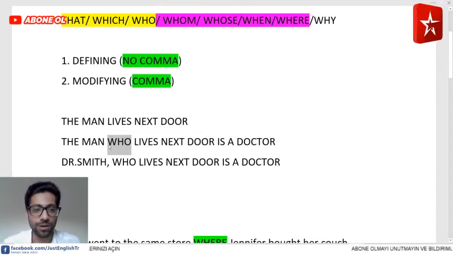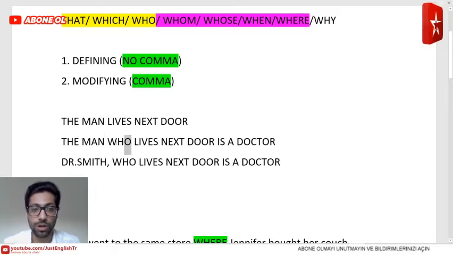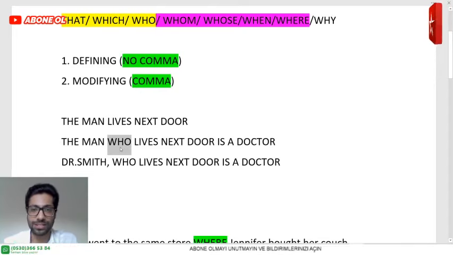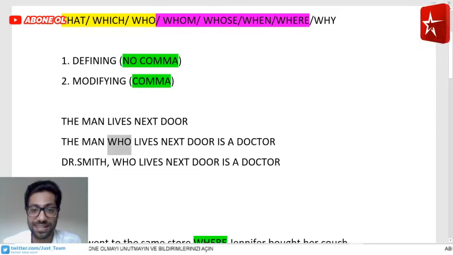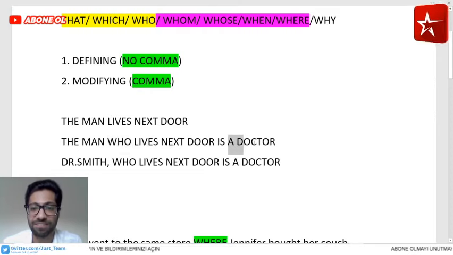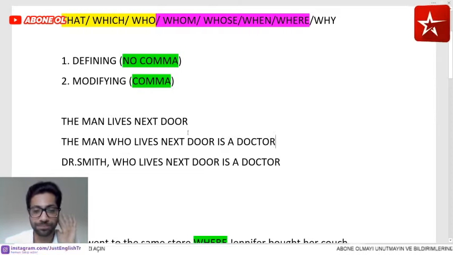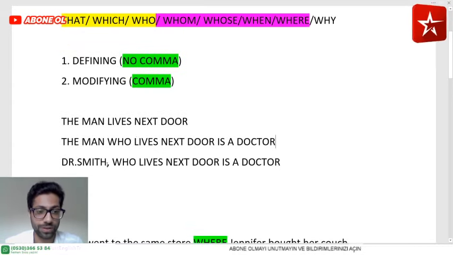Okay? So here, no comma, because these clauses work as adjective pronouns. The adjective pronoun here is defining the doctor. Okay? So another very easy example here. This is very, very nice.